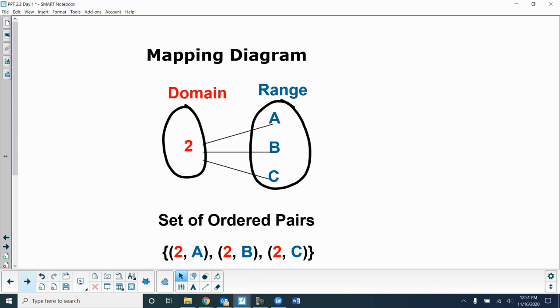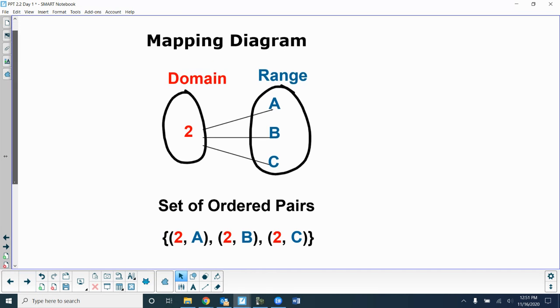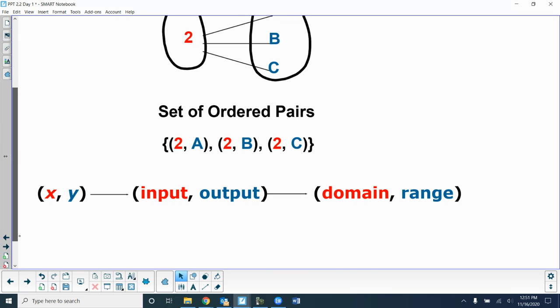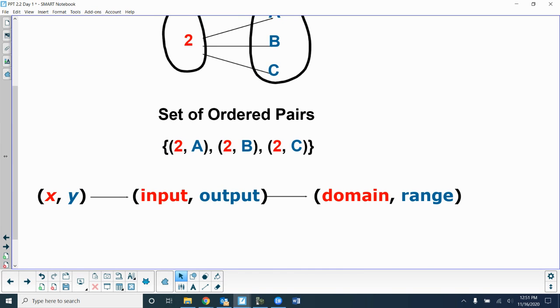All right, so this is called a mapping diagram, and it just gives us the domain is 2 and the range is A, B, C. So I have 3 ordered pairs, (2, A), (2, B), and (2, C). So that's my relation, this set of ordered pairs. Again, the x value is the input, and that's the domain, and the y value is the output, and we call that the range.